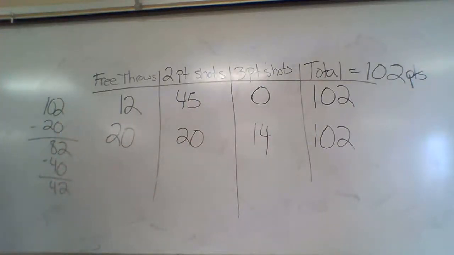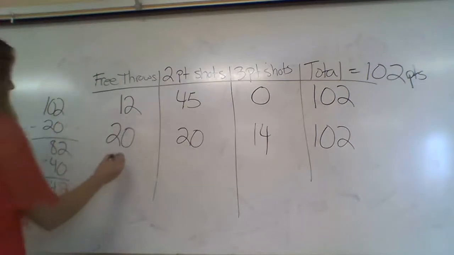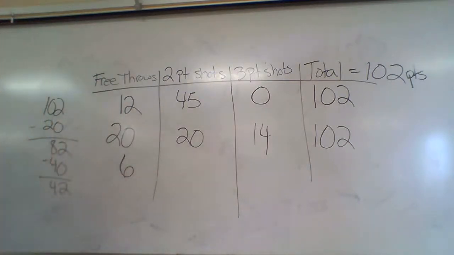Okay, keep going, try a different combination. It doesn't matter. We'll do 6 free throws. This is kind of a lot of free throws to make in a game. So 6 free throws, that's 6 points. Okay, so I need 102. So 102 minus 6, you get 96. So I still need 96 more points.